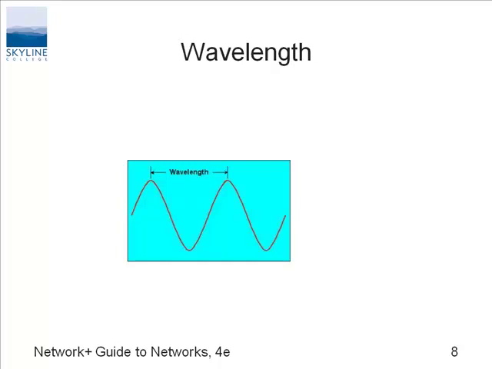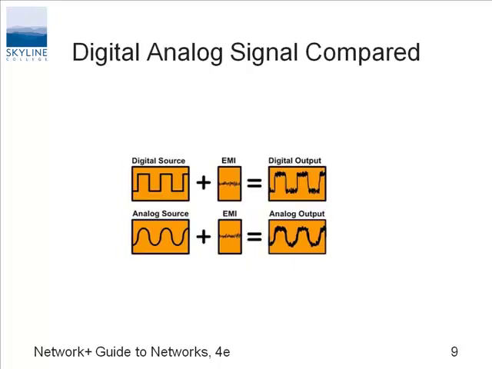So wavelength is a measure from peak to peak or minimum to minimum. It's from one point to the other, a complete path from one point to the other. Digital and analog compared. This is something I found on the internet. We take the digital source plus EMI, electromagnetic interference, noise. What causes electromagnetic interference?